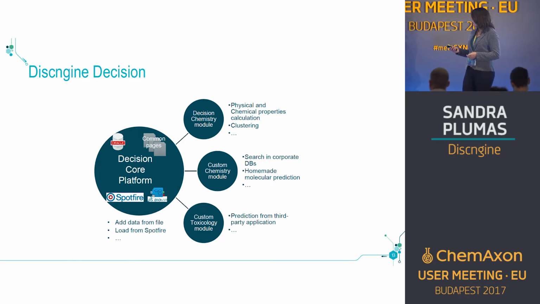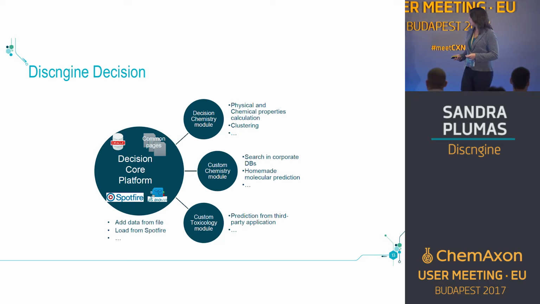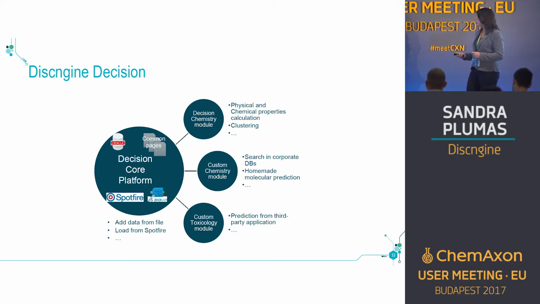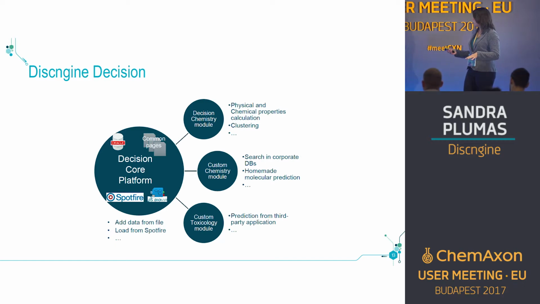So in Discngine, we propose a chemistry module. So it enriches the list of available features. For example, it adds physical and chemical properties calculation, molecular clustering, and in the cosmetic company for whom I work, we also develop custom modules for chemistry, toxicology, in order to add other custom features to the application.